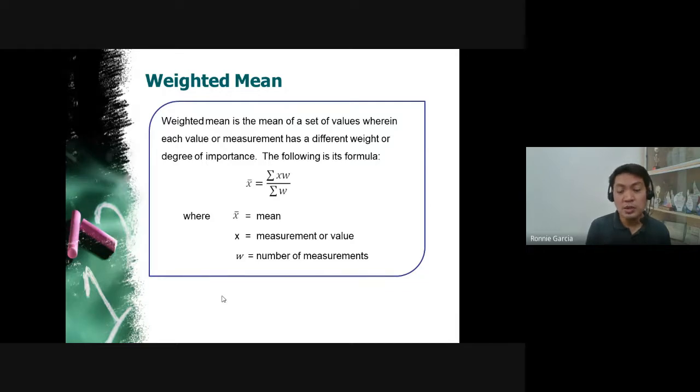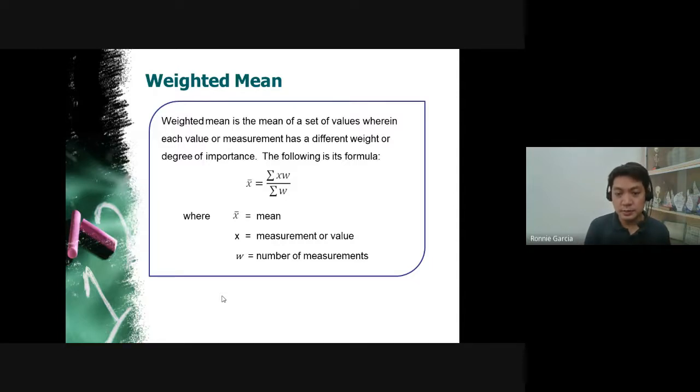So the W represents the weight. For the formula, kanina it is just the summation of X, di ba? In the simple mean, here there is a corresponding weight that is given per value. That is why you have W. W is the number of measurements. So for the numerator, you will have the summation of X times W.